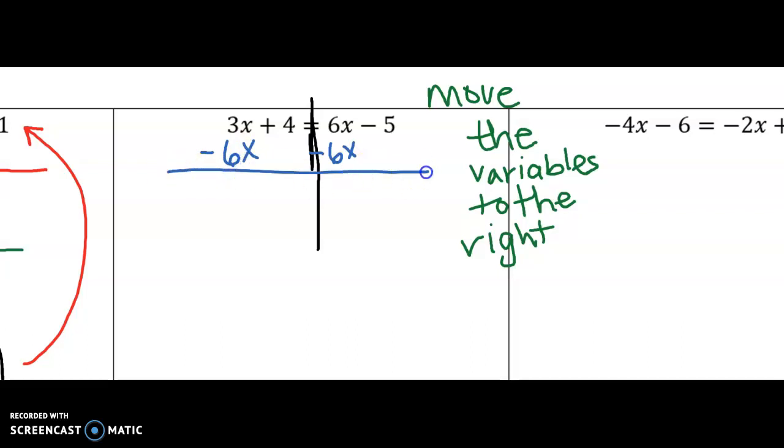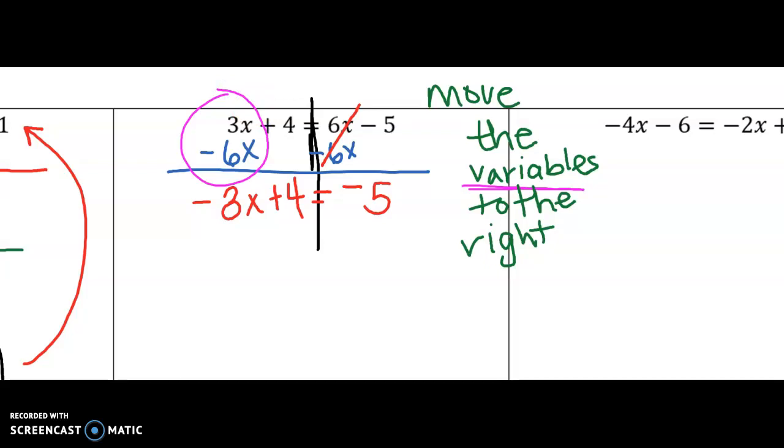Minus 6x. Like that. And so we're left with negative 3x, because 3x minus 6x is negative 3x, plus 4 equals, that canceled out, minus 5. Don't forget that negative. So I have my variables together. Right here is where I combine them, and they're like terms, so I can add them together.